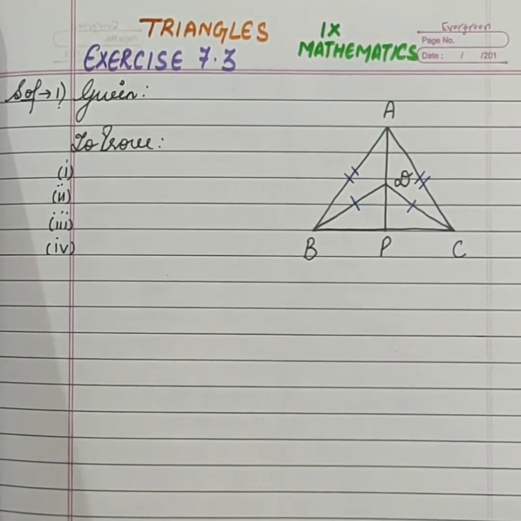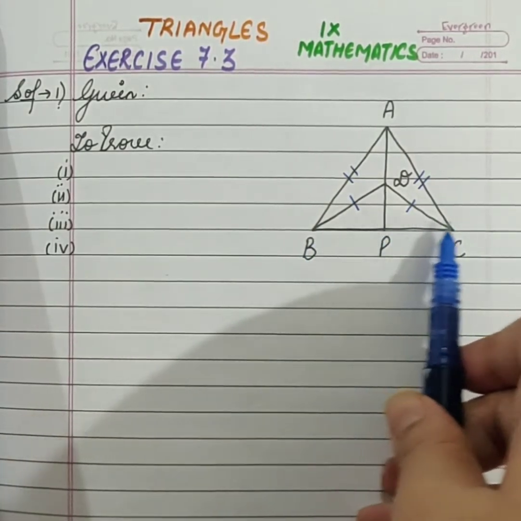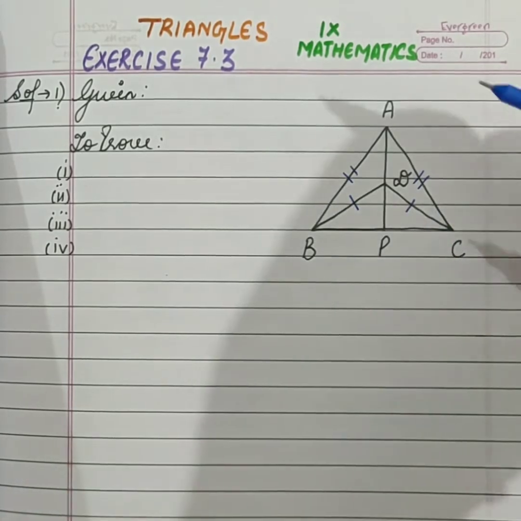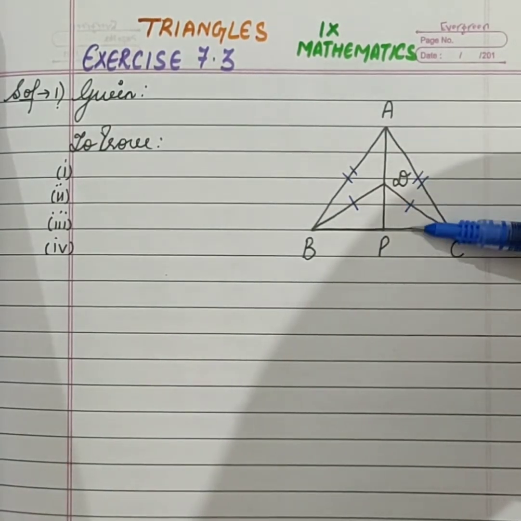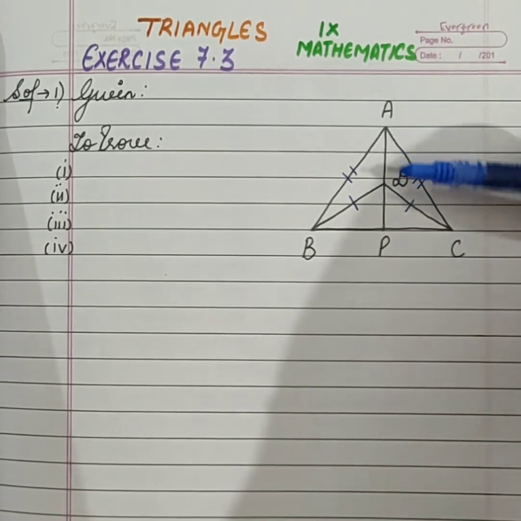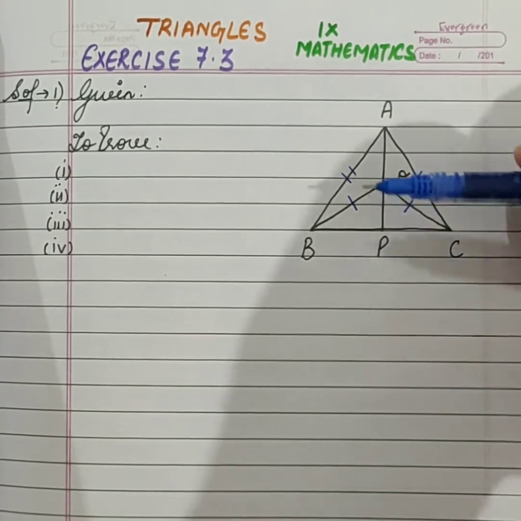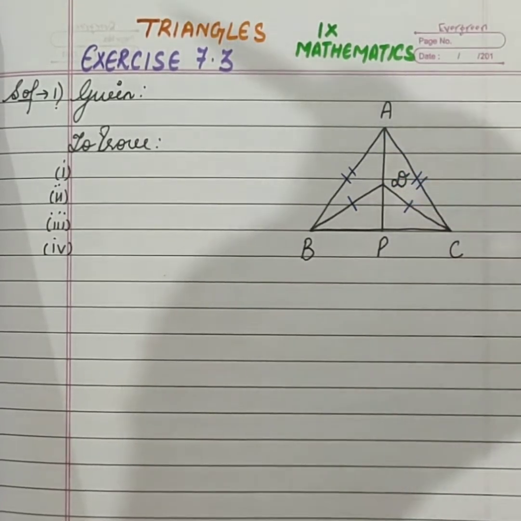These are two isosceles triangles on the same base BC. That means they share a common base BC, and vertices A and D are on the same side of BC. Same side of BC means either both A and D are above BC or they are below BC. So we have drawn them above BC according to the diagram.